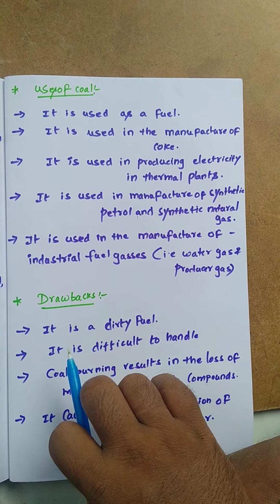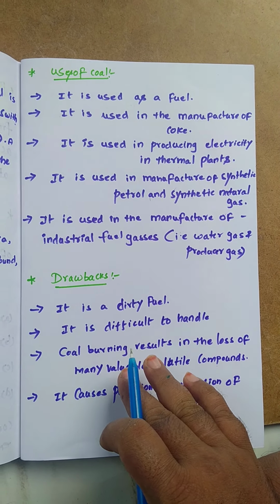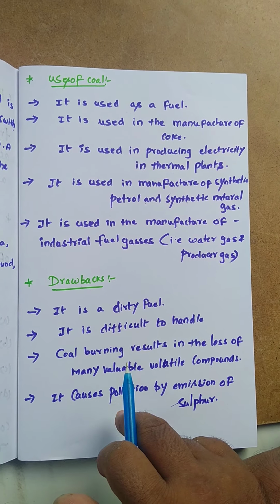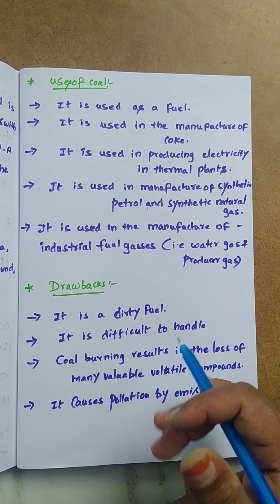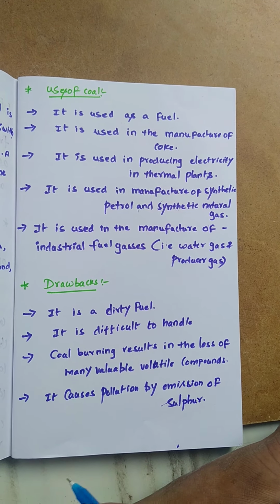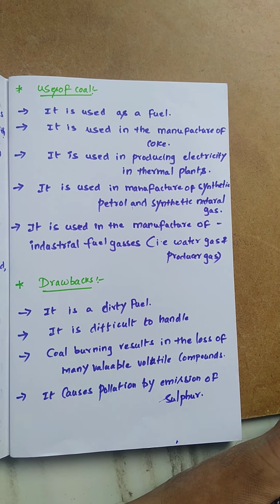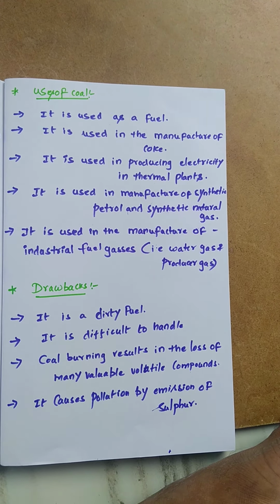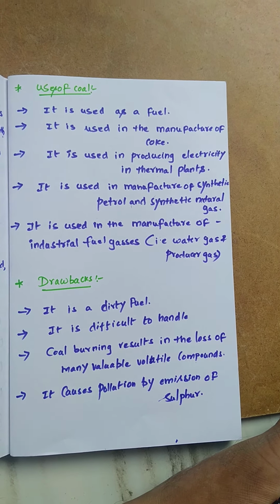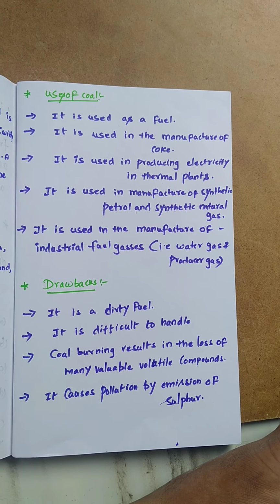Next, drawbacks. Coal is a dirty fuel and it is difficult to handle. Coal burning results in the loss of many valuable volatile compounds, and it causes pollution by emission of sulfur, because the carbon compounds contain hydrogen, nitrogen, oxygen, and sulfur. These are the different drawbacks.